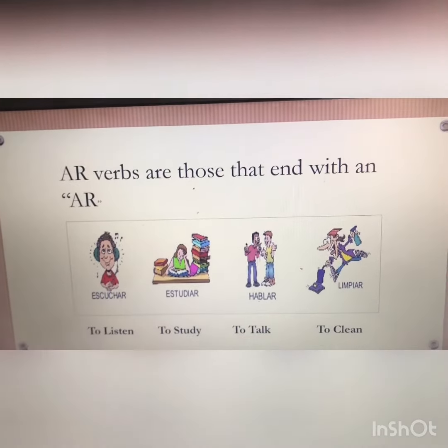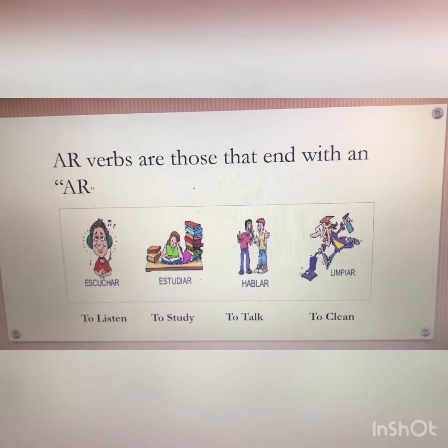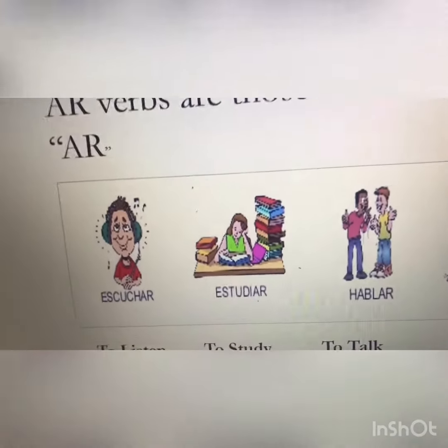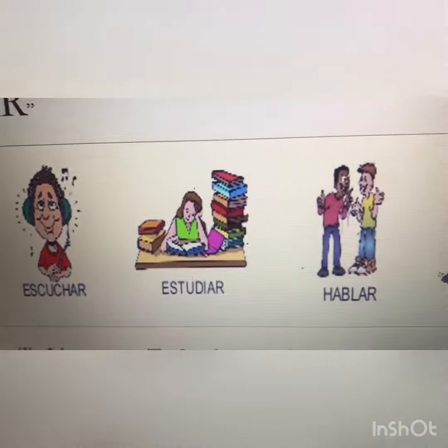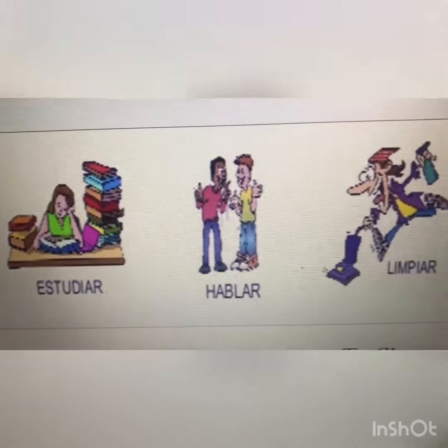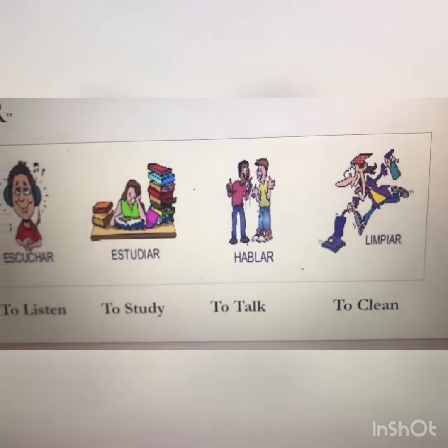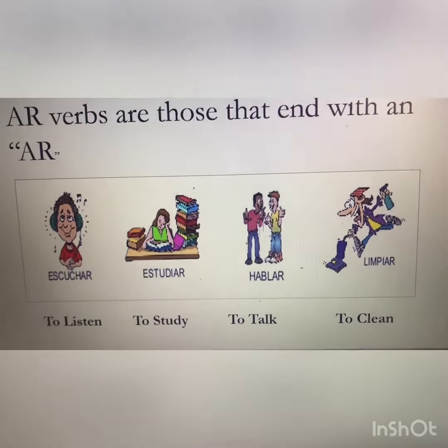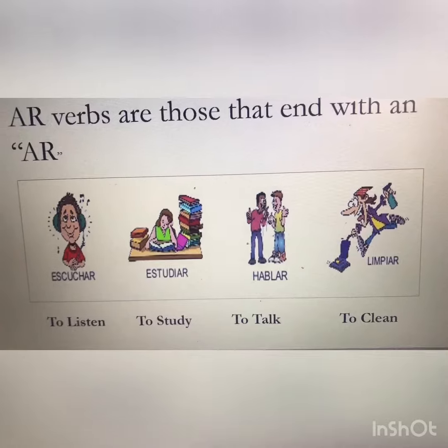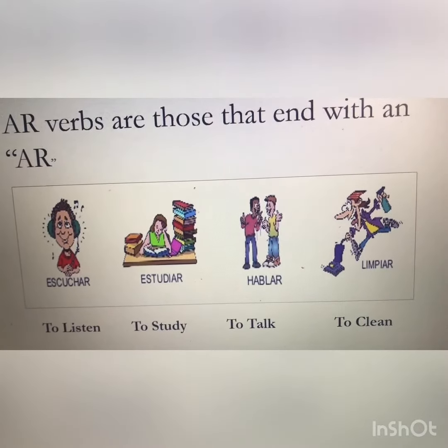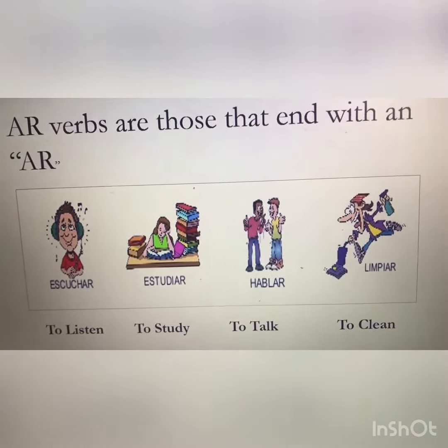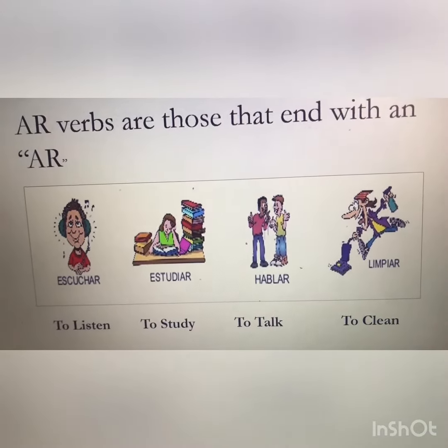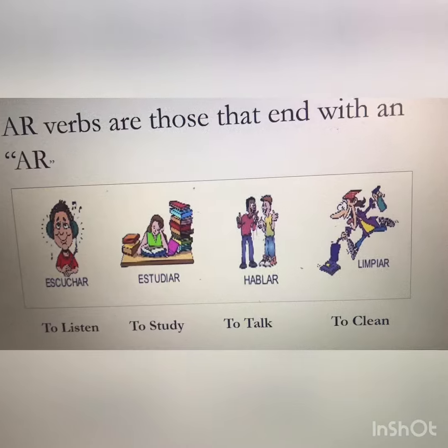Now, the AR verbs are those that end with an AR. So if you look on this picture, you'll see I have one verb here, another here, another here. And if you look carefully, you'll realize that all the verbs there, they end with an AR. So I have escuchar, which means to listen, estudiar, which means to study, I have hablar, which means to talk, and I have limpiar, which means to clean.